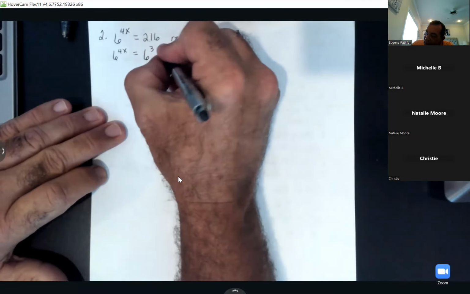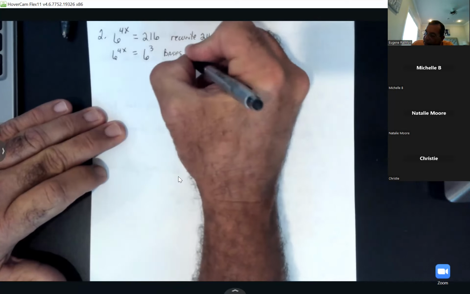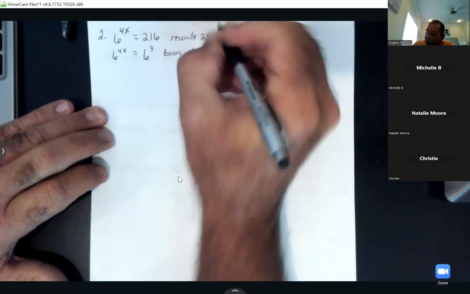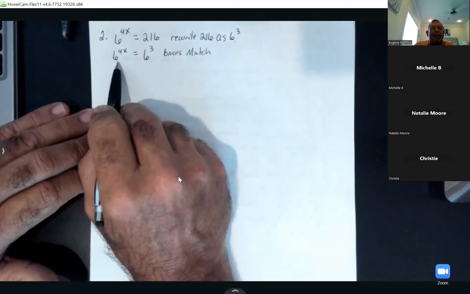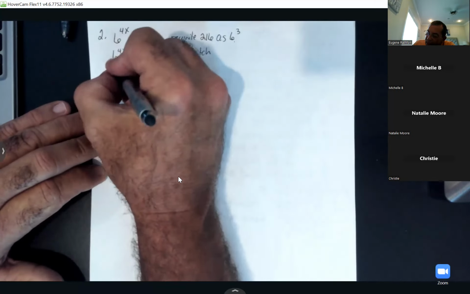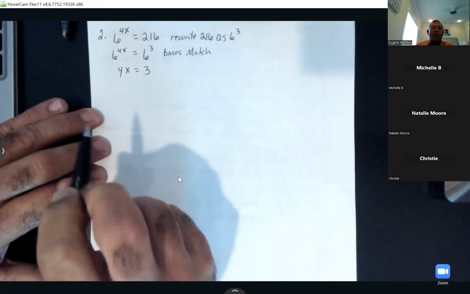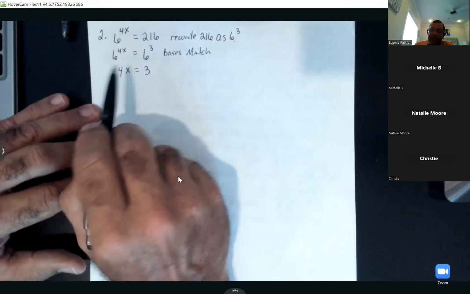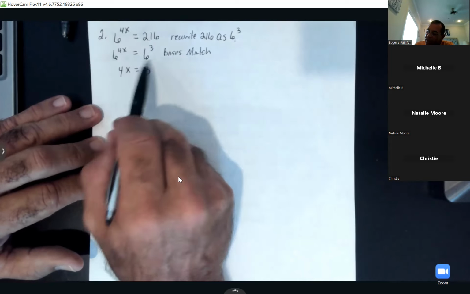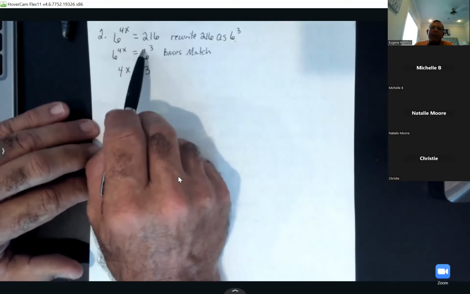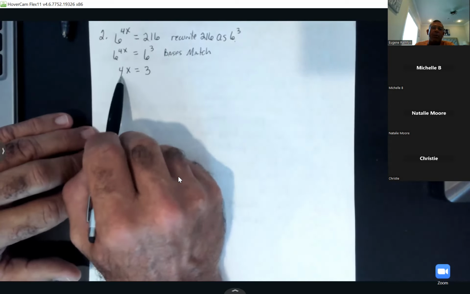So once again, the bases match. Since these bases match, that means that 4x has to equal 3. And y'all, that's the nice thing about this. Once you can get these bases matched, the exponents have no choice but to be equal.